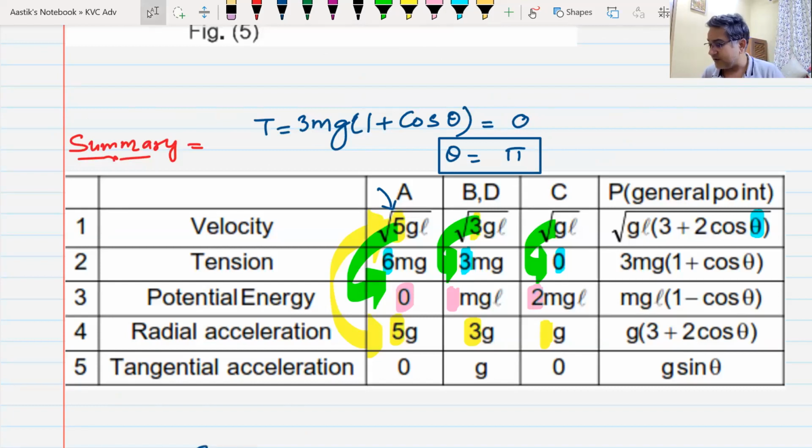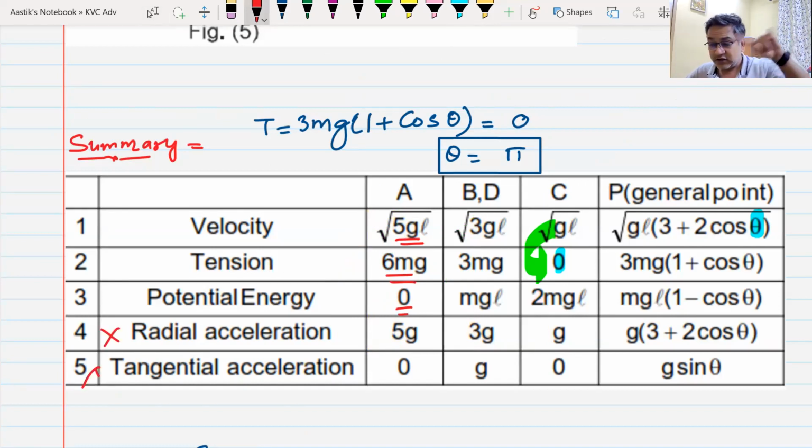If the velocity at the lowest point is root over 5GL, the tension will be 6 mg. Potential energy at the lowest point is taken as 0. Forget about radial acceleration, you might not need it. The velocity at B and D, the middle points: you subtract 2 from here, it will be root 3GL. You subtract 3 from here, it will be 3 mg. You again subtract 2 from here, it will be root over GL. You subtract 3 from here, it will be 0. This is the way I have asked them to remember. This is definitely the same way in which I asked you to remember it.